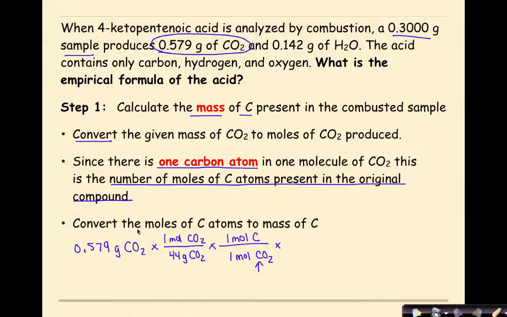Finally, convert the moles of carbon atoms to mass of carbon. So I'm in moles of carbon, so now I can say, well, I need to get to mass of carbon. So 1 mole of carbon on the bottom, and carbon has an atomic mass of 12 grams. So now, before I do anything else, I need to go through and make sure that all my units cancel. So grams of carbon dioxide cancels grams of carbon dioxide. Moles of carbon dioxide cancels moles of carbon dioxide, and finally moles of carbon cancels moles of carbon, and I am left with grams of carbon, which is what I want.